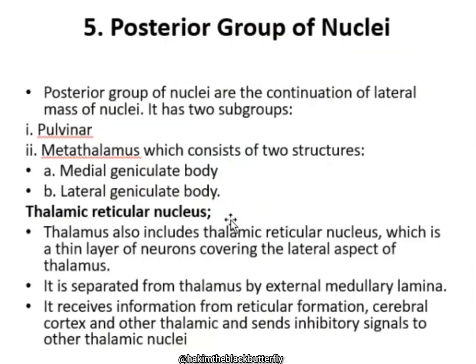Now, the posterior, we have talked about the posterior pulvinar, medial geniculate body, and lateral geniculate body. These two, medial geniculate body and lateral geniculate body, are the ones we call the metathalamus. Then this thalamic reticular nucleus is given a special consideration, but we shall look at it separately, but it's part of the nuclei of the thalamus.